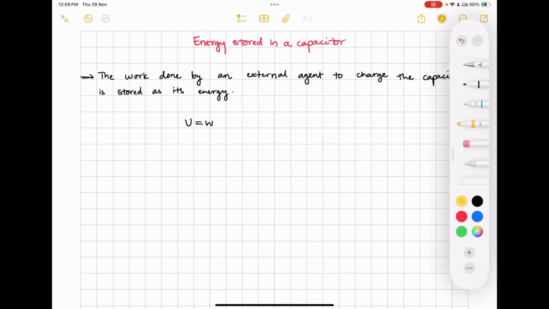Today we are going to study about energy stored in a capacitor. The work done by an external agent to charge the capacitor is stored as its energy. That is, potential energy is equal to the work done.